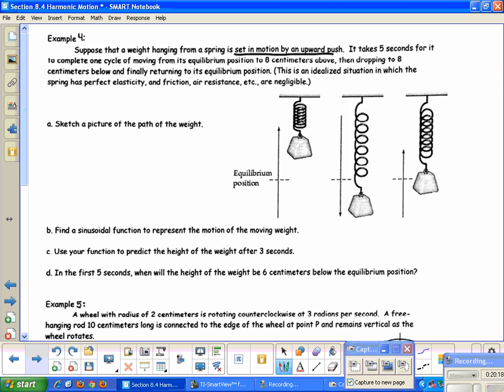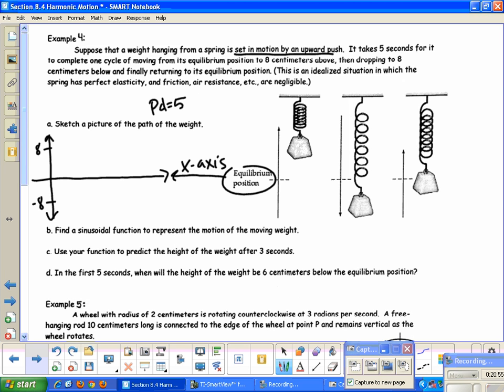We're going to first sketch a picture of the weight. My equilibrium position would be on the x-axis. So this is actually the equilibrium position. Now for this, it says that we're going 8 centimeters above and then dropping below. So I know this would be 8, and this has to be -8. It also says that it takes 5 seconds to complete one cycle. So that means that the period is equal to 5.